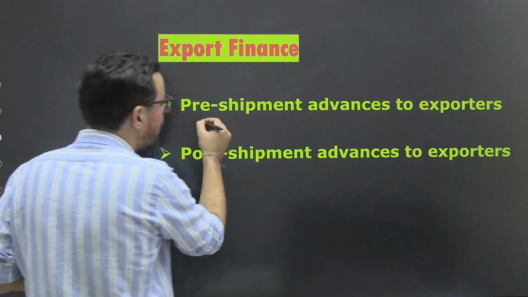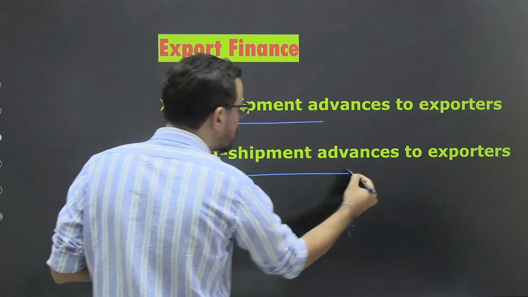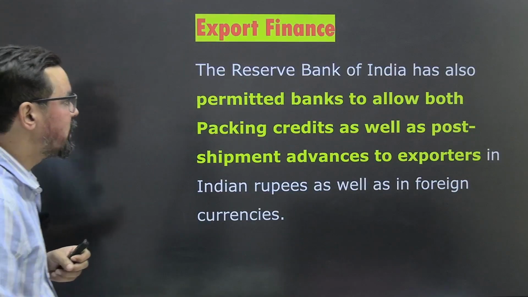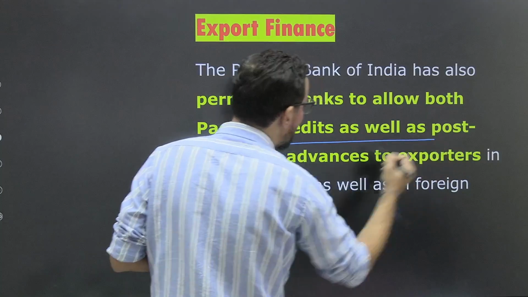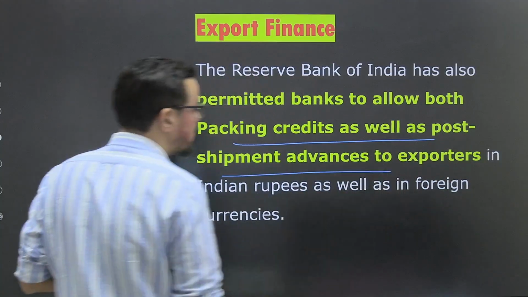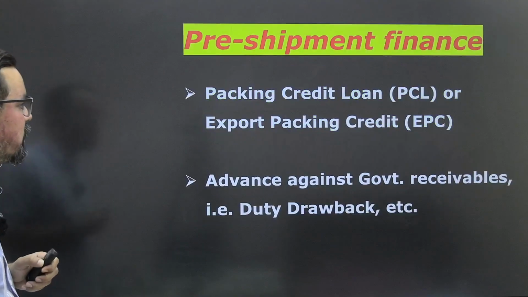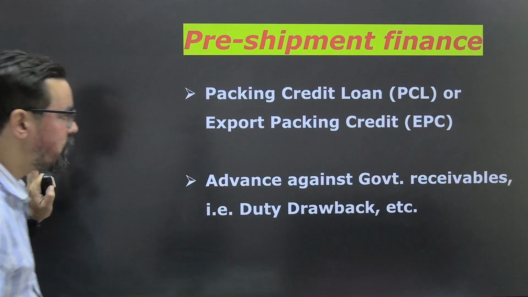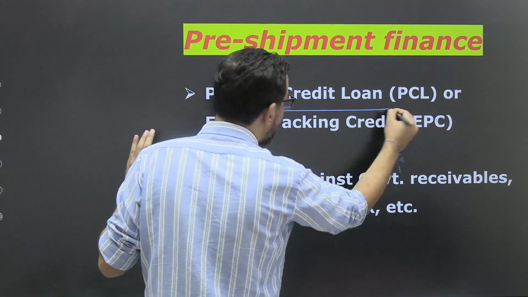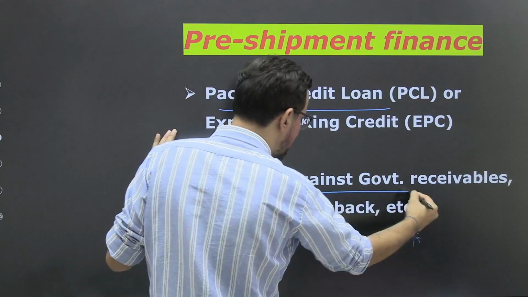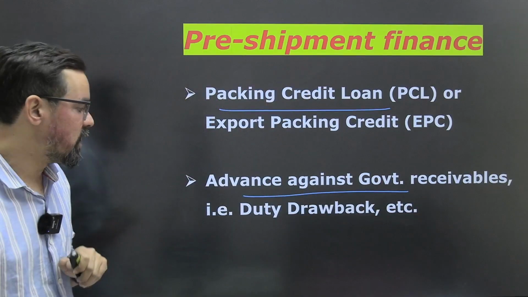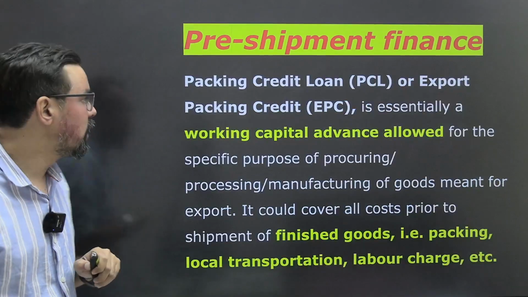So we have two types of facilities: pre-shipment and post-shipment advances. RBI permitted banks to allow pre-shipment credit as well as post-shipment advances to exporters in rupees. In case of pre-shipment, we have packing credit loans, export packing credit, and advances against receivables like duty drawbacks and all.